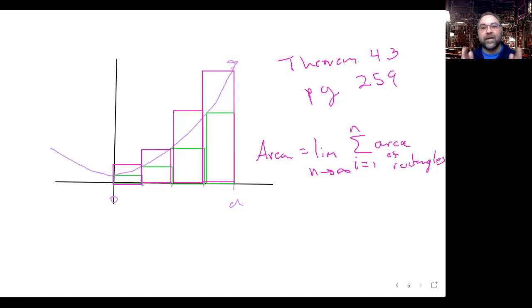So how do we find the area of those rectangles, right? Well, I want you to notice that for a rectangle, area is just length times width, right? Each of these rectangles is supposed to be equal width, right? Okay, so I started at zero and I went over some distance on the x-axis. I'll just call that delta x, right?